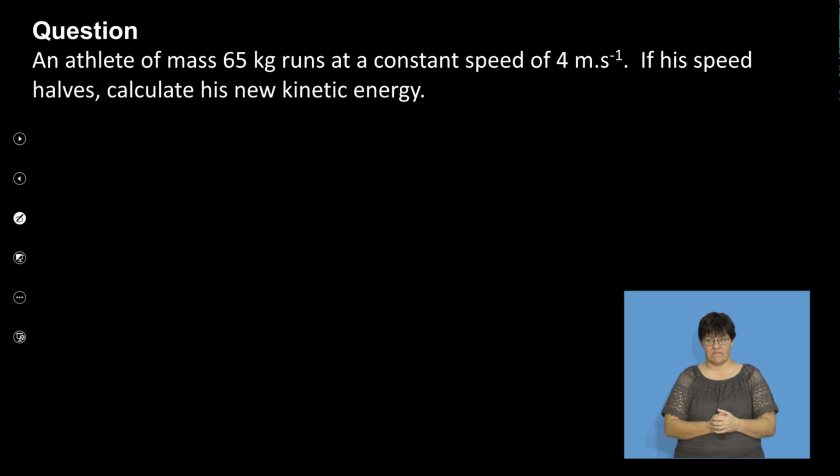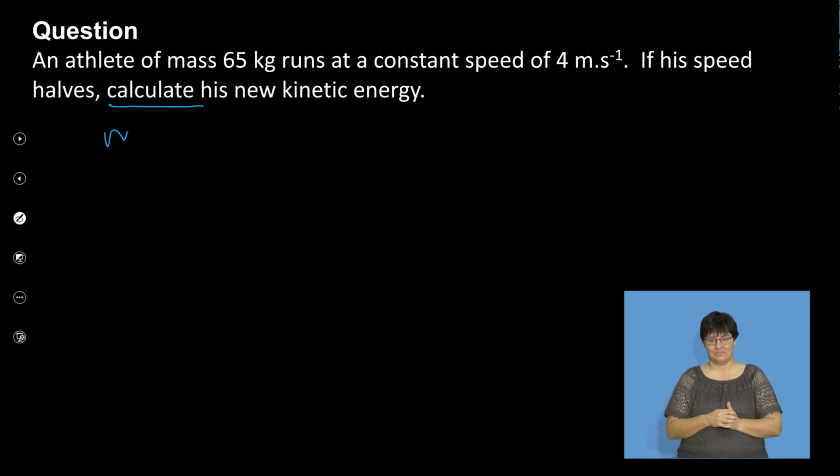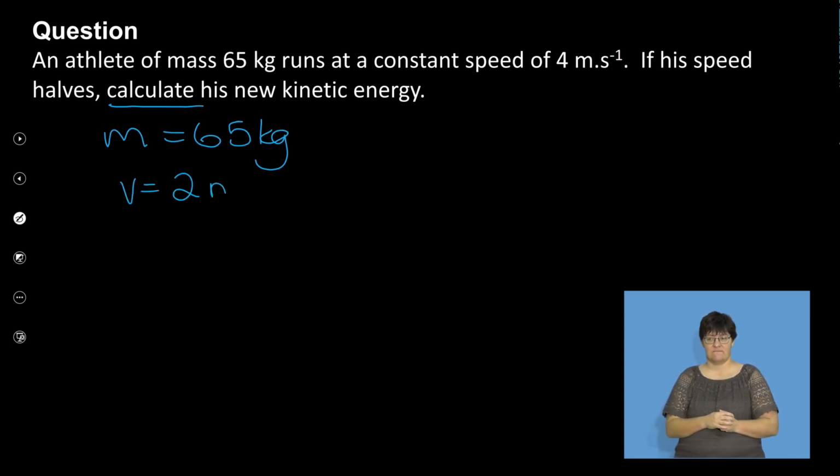Now they say his speed halves, and then they want you to calculate his new kinetic energy. This is different than the question we did earlier with the potential, because that question said, how does the potential change? Here, they want you to calculate his new kinetic energy. In other words, they want a value. So, his mass hasn't changed. His speed, though, is now half what it was. Now it's 2 meters per second.